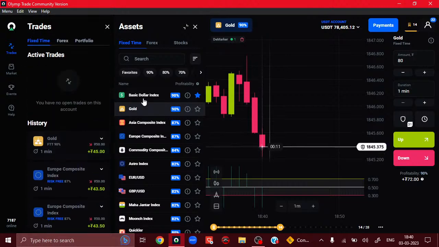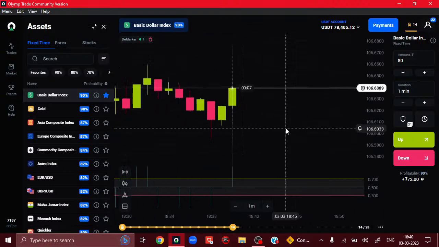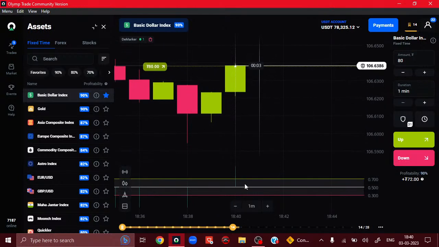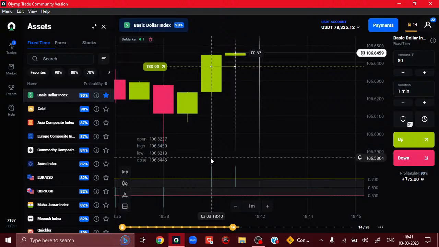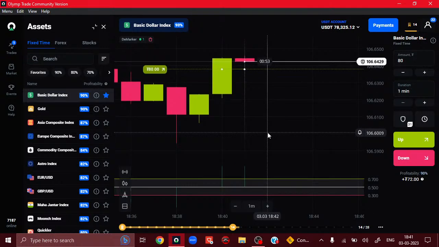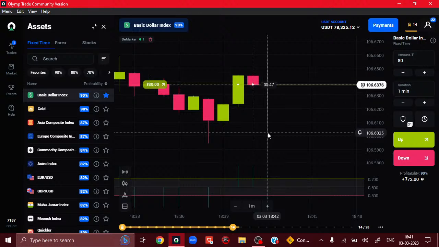Now let us try another trade using the martingale principle. Here also the bar has now appeared on the upside, so this is a signal for an upside trade. We can see the 0.5 line, the bar appeared on the upside, again the bar appeared on the upside, so a signal for an upward trade. Trade duration is 1 minute, trade amount is $80.